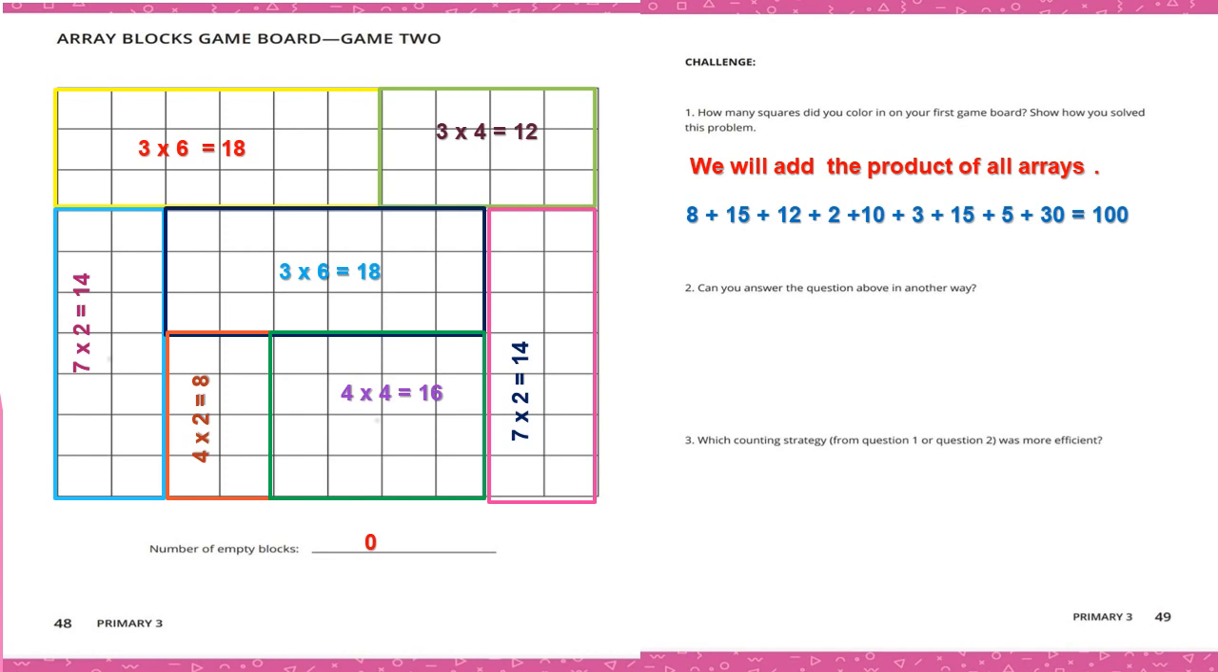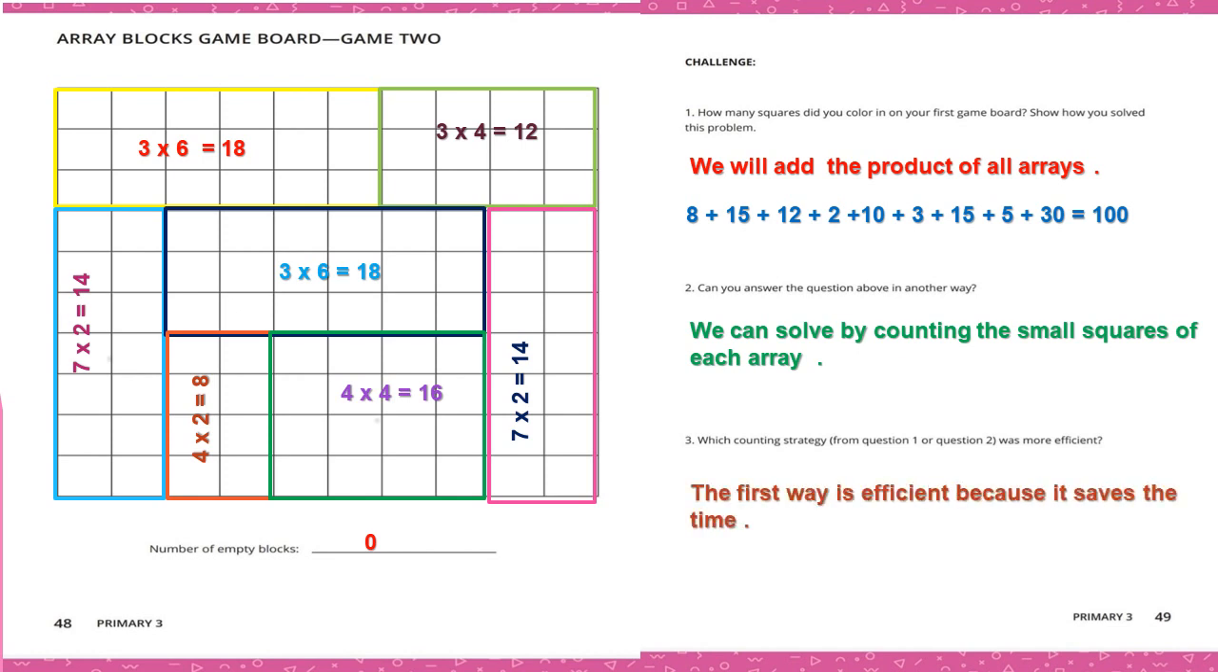Number 2, can you answer the question above in another way? Yes, we can find the total of the squares another way. We can solve by counting the small squares of each array. Number 3, which counting strategy from question 1 or question 2 was more efficient? The first way is efficient because it saves time.